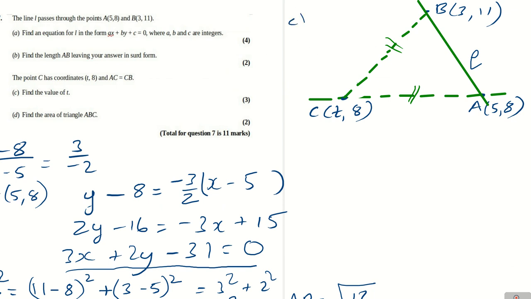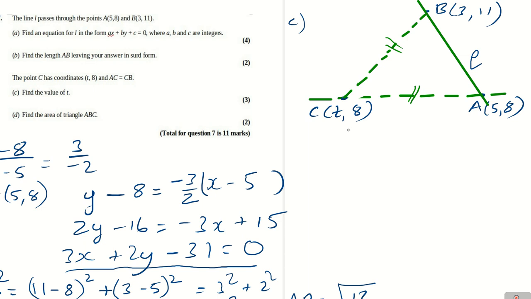Now in part C, it tells us we've got another point C with the coordinates t,8, and it tells us that AC equals CB. Well, I've done a little sketch. Notice that the point C has the same y coordinate as the point A. So it's going to be on a horizontal level with the point A. I've drawn in the line L, which is our line which we found the equation for in part A. It also tells us the length of AC is the same as the length of CB. So I've drawn these dashed lines to show that they're the same length. We've got to find the value of t.